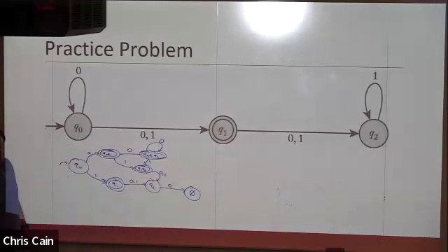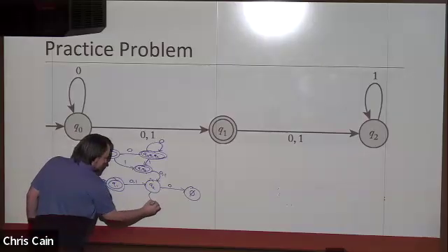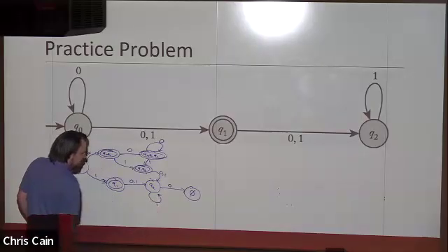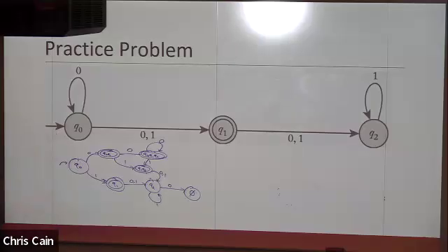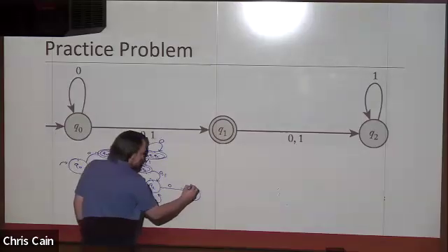How about Q2 on a 1? Loops in on itself, just like it does in the NFA. If we're in Q2 and we read a 1, the only state we could be in is Q2. We made a new state, so we need edges for it. If we're nowhere and we read a 0 or a 1, where can we get? Nowhere.